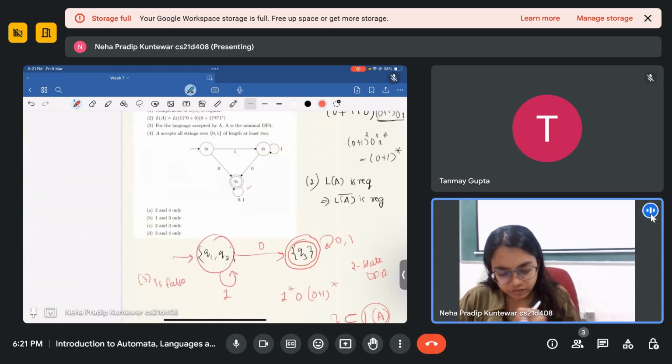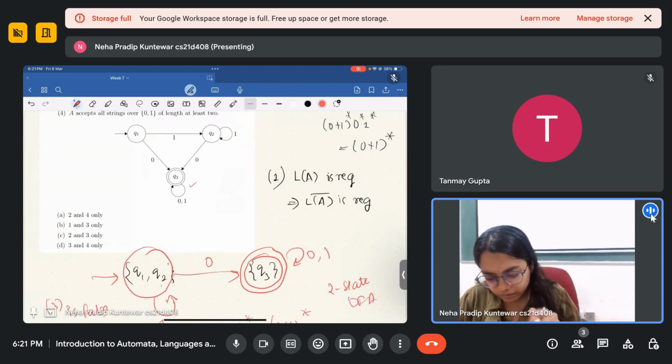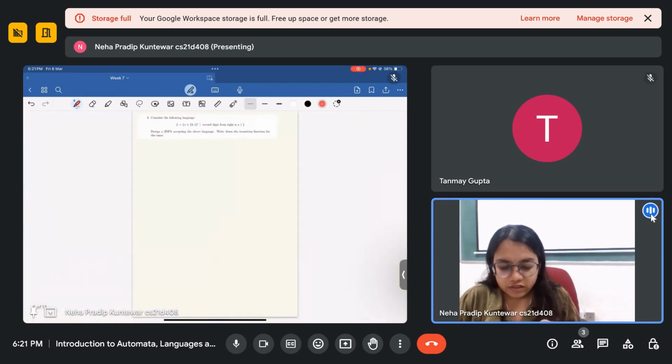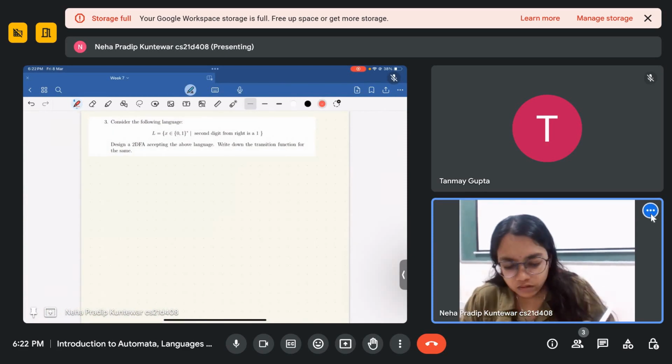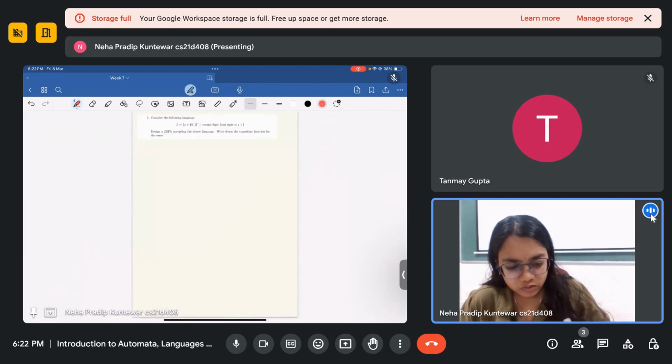Okay, so for those who are just going to look at the PDF, I'll just write that D is the correct answer. Okay, so yeah, this is a question about 2DFAs. So maybe I'll first recall what 2DFAs are.